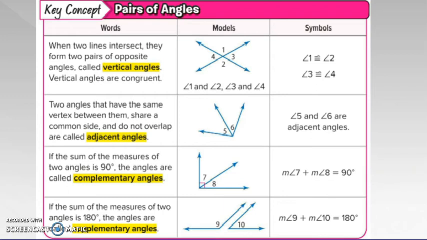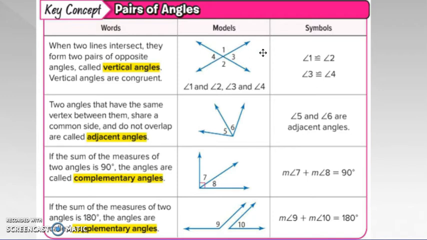There are several pairs of angles. We have vertical angles. They will form an X. You will see the two lines right here form an X shape. Therefore, we have vertical angles. Vertical angles share a vertex, or the corner, and they open in opposite directions.